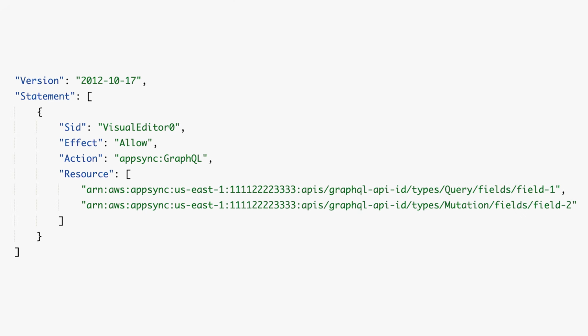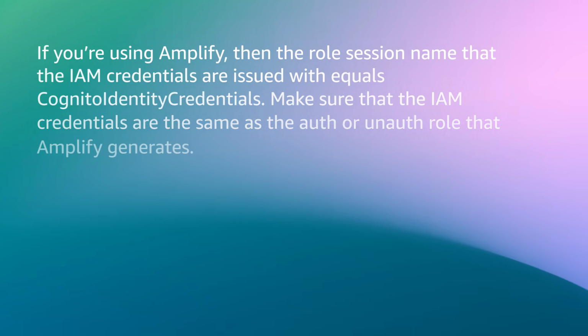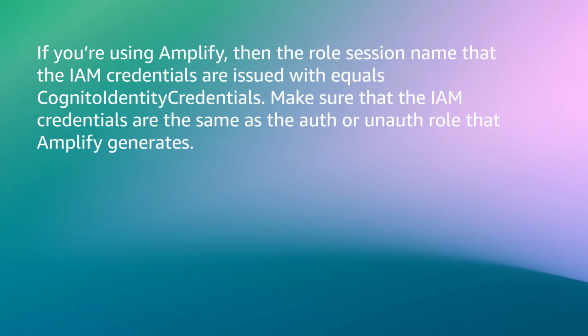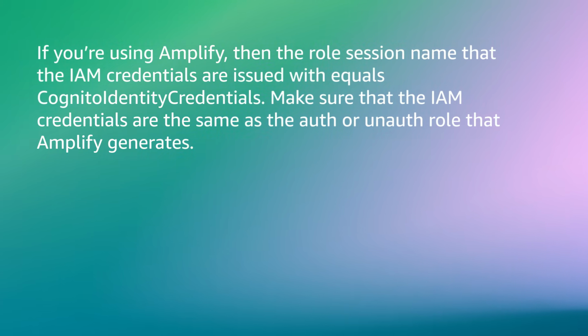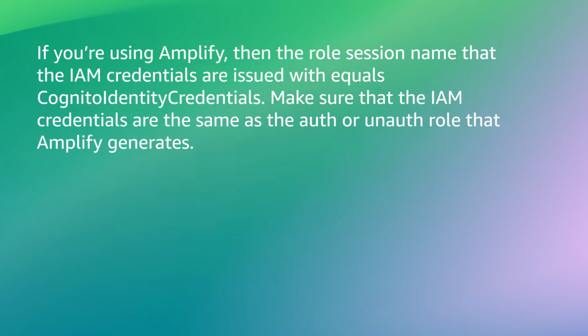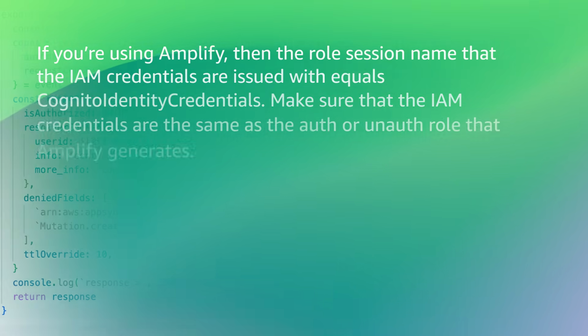For AWS Identity and Access Management authorization, review IAM policies to make sure that AppSync GraphQL is allowed access to fields. If you're using Amplify, then the role session name that the IAM credentials are issued with equals CognitoIdentityCredentials. Also, make sure that the IAM credentials are the same as the auth or unauth role that Amplify generates.